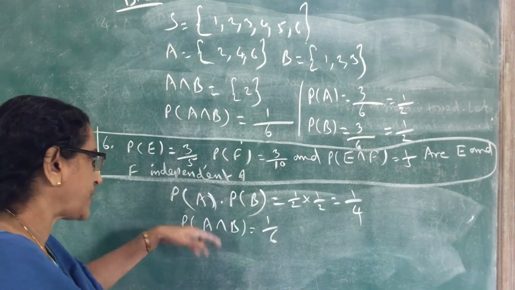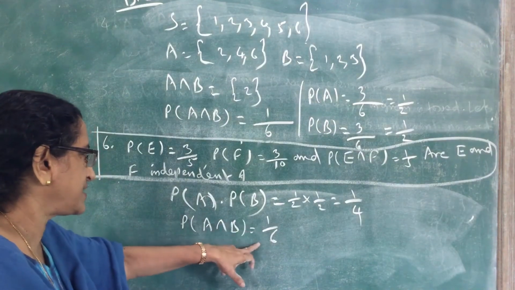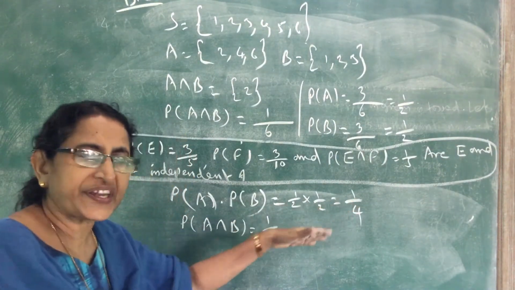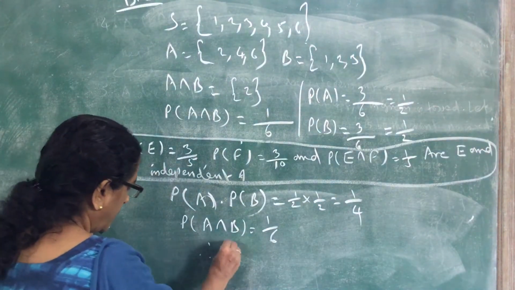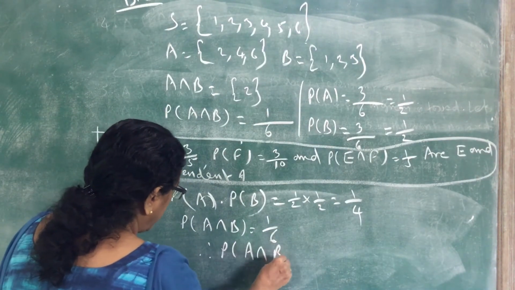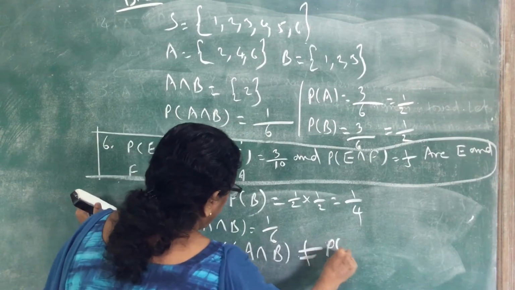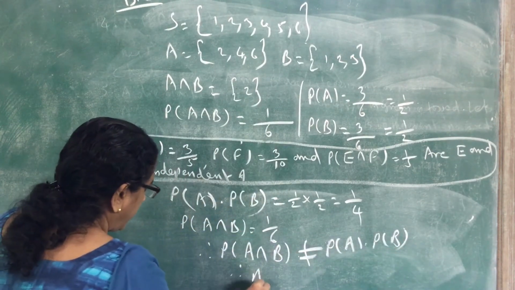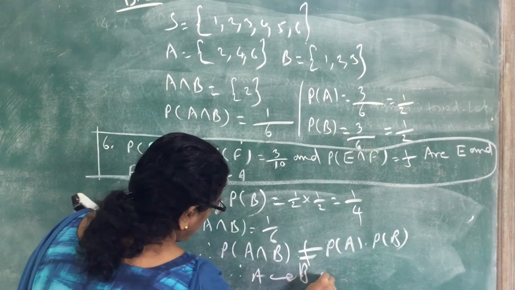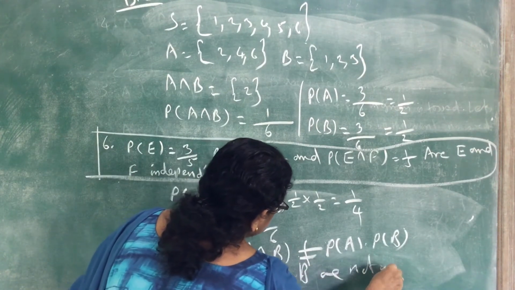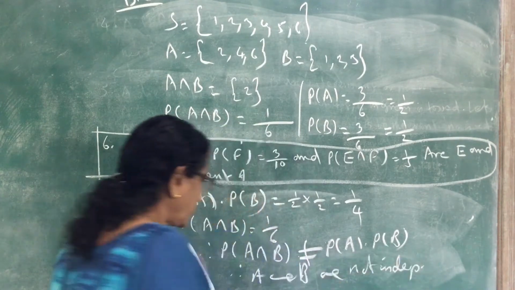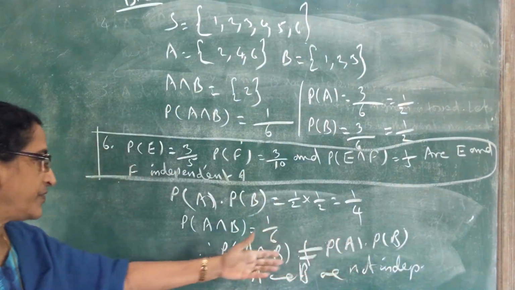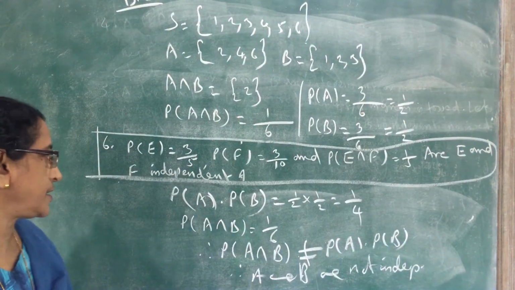So they are not equal. Probability of A intersection B 1 by 6, probability of A into probability of B 1 by 4. So they are not equal. Therefore, probability of A intersection B is not equal to probability of A into probability of B. Therefore, A and B are not independent. So write the answer. This is not equal to P of A into P of B. Therefore, A and B are not independent.